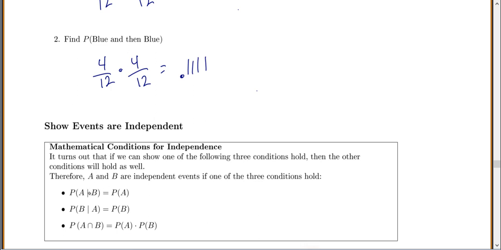You can check that the probability of A given B is still the probability of A. So in other words, we don't care that B happened. Or similarly, probability of B given A is equal to probability of B. So again, if you know that A happened, it doesn't change anything. It's still just the probability of B.